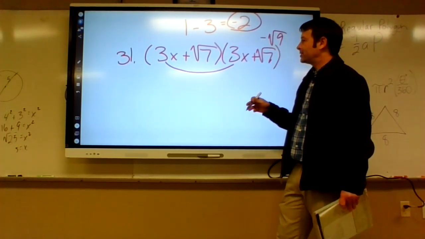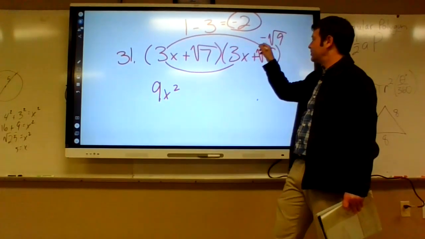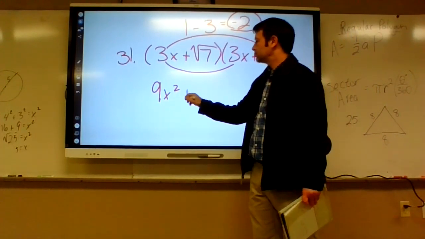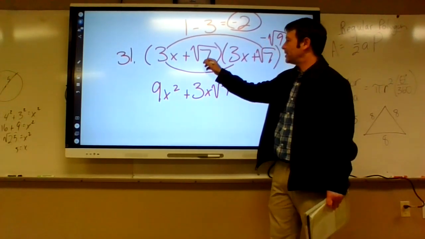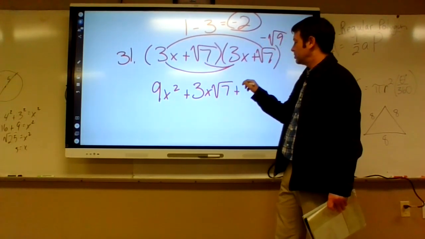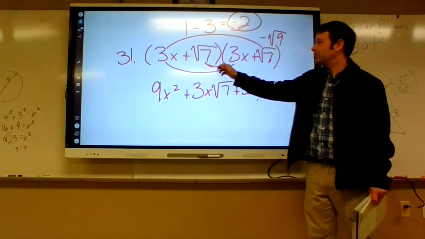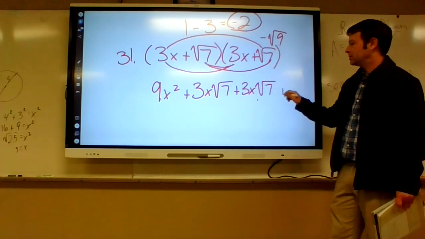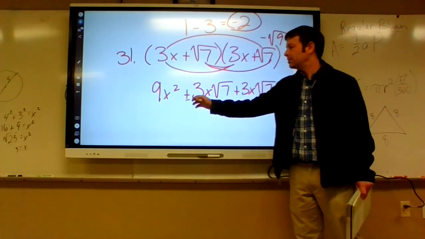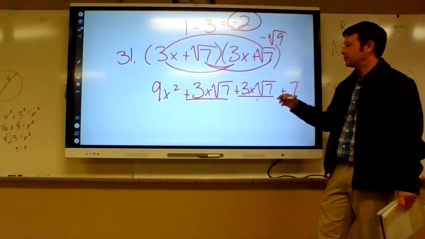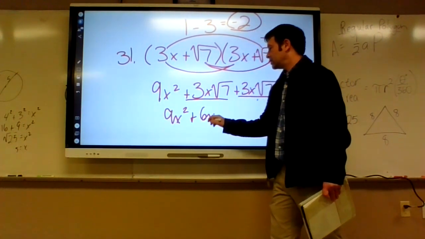What's 3x times 3x? 9x squared. What is outside? 3x times square root of 7. Yeah, I can't really do anything with that. Inside is the same thing. And then the last, square root of 7 times square root of 7 is 7. Can we simplify? Yeah, 3x square root of 7 plus 3x square root of 7 is 6x square root of 7.